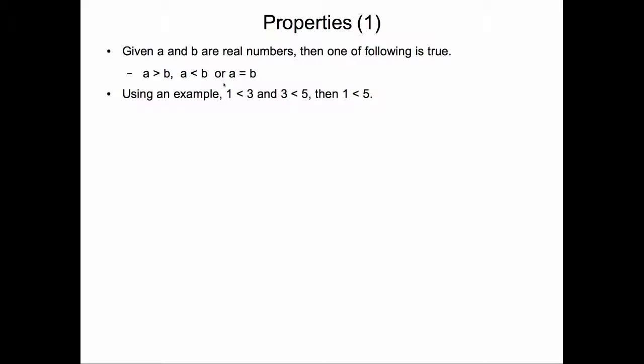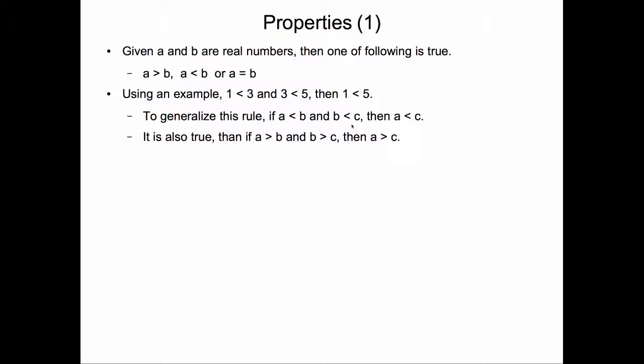Next property, we use an example to illustrate. We know that 1 is less than 3 and 3 is less than 5. It also means that 1 is less than 5. So to generalize this rule, we can state that if A is less than B, and if B is less than C, then A is less than C. It is also true in the reverse way, meaning if A is greater than B and B is greater than C, therefore A is greater than C.